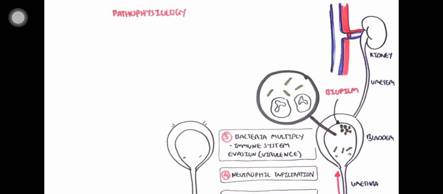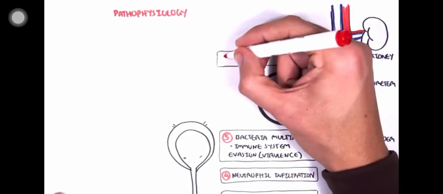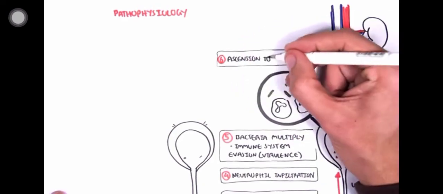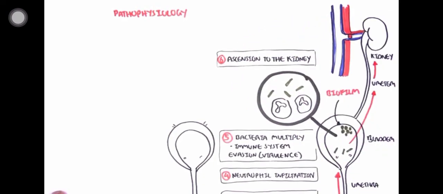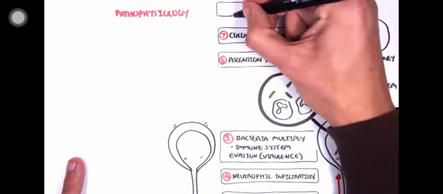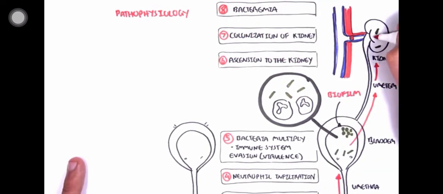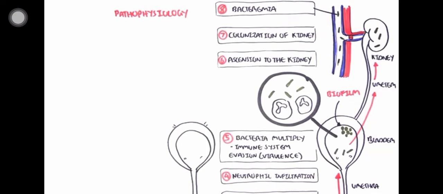If this urinary tract infection progresses and is left untreated, or if the patient is immunocompromised or has risk factors, the bacteria can ascend towards the kidneys and then colonize the kidneys, causing an upper urinary tract infection. And then from here, if left untreated, the bacteria can spread into circulation via the renal veins, causing, worst case, septic shock.